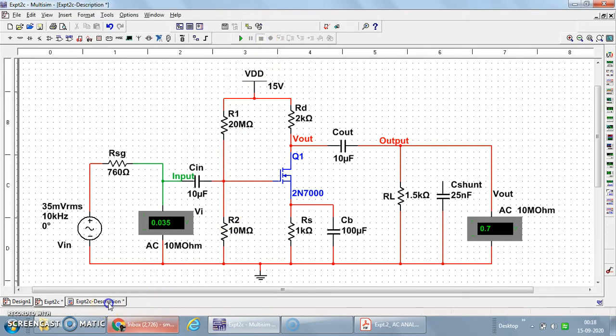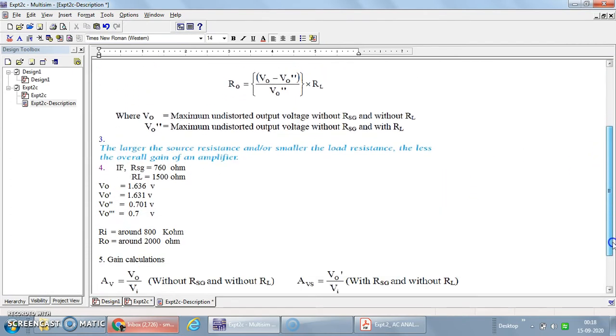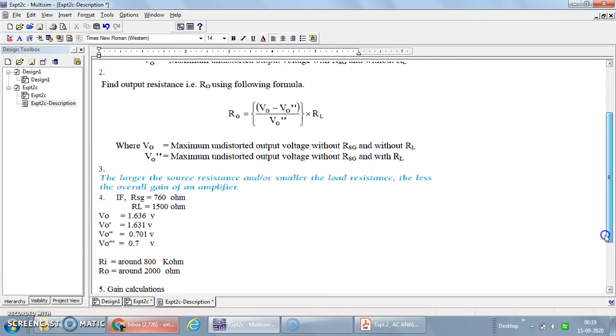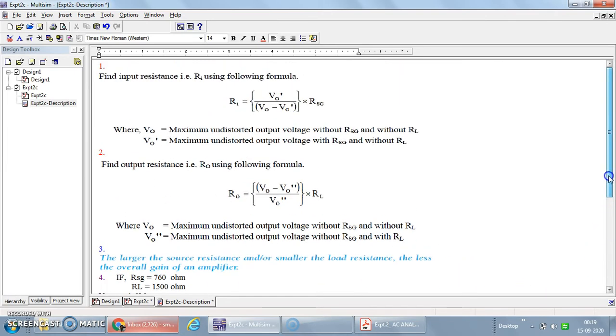So what is the notation for this in the description? So considering the RSG, okay, it's not added here. V0 triple dash. See, V0 double dash is without RSG and with RL. And if you consider both these parameters, RSG as well as RL, then whatever reading we get, that is V0 triple dash. It's 0.7 volt. Okay, so I think I forgot to add it, but make a note. V0 triple dash is with RSG and with RL.